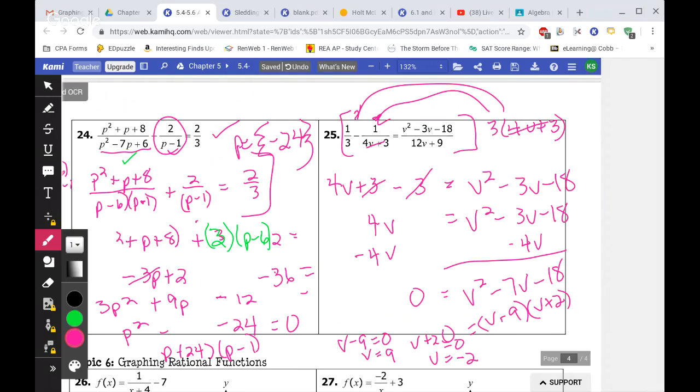But I want to check for extraneous solutions. And if I plug either of them back in, I can see that I'm not going to get a 0 in the denominator. And that's what tells you if the solution is extraneous or not. So both 9 and negative 2 are possible answers. So that's your final answer for those.